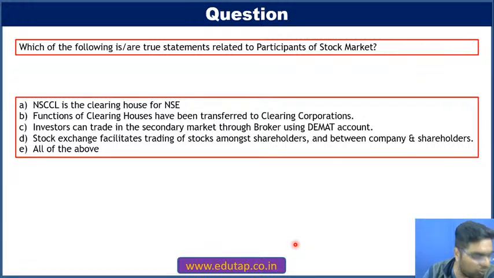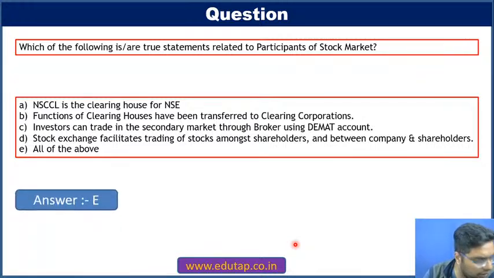Absolutely, E is correct. Here I have told you NSCCL is the clearing house for NSE, so obviously A is correct. I have told you clearing house's functions have been transferred to clearing corporation. That is also correct. D point is also correct. Only C I have not taught you. But if the option is all of the above, so absolutely E will be the correct answer, because 3 points are correct here.